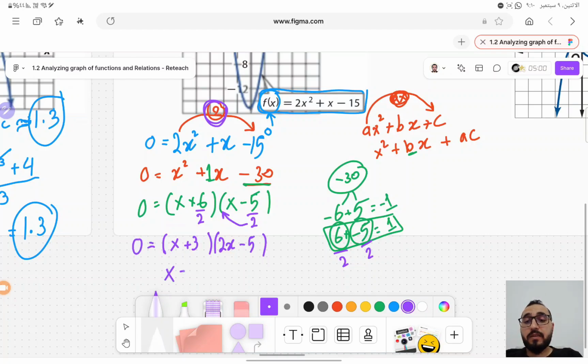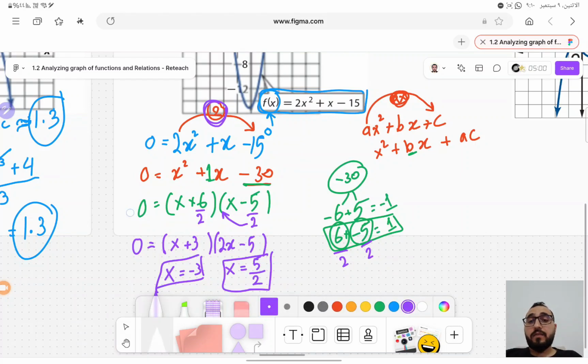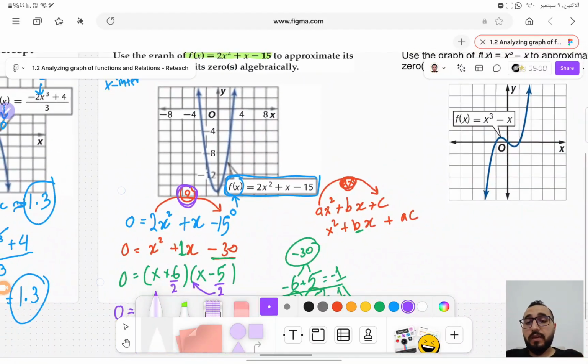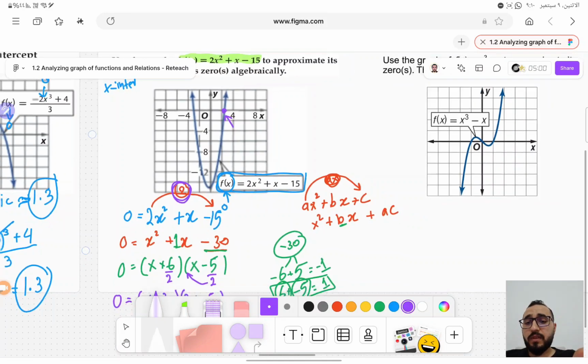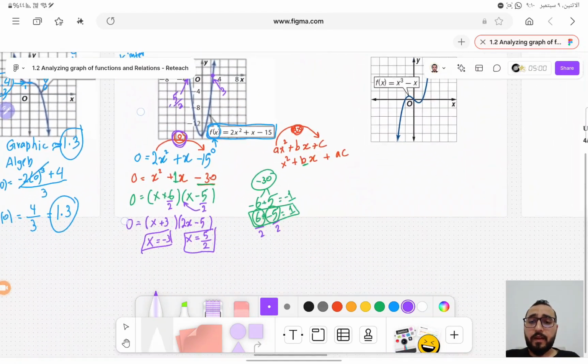So the first x is equal negative 3. So this is the first x. The second x is x equal 5 over 2. So this one is the second. So as you can see, these are the two x's of my graph. Okay, so if we go here to the graph, the first x should be negative 3, and the second x should be 5 over 2. I hope you understand this.